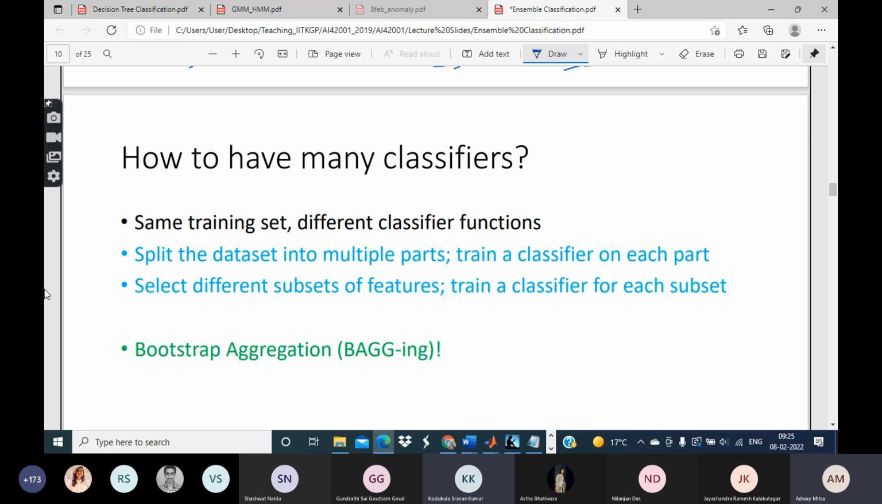The second two are the more interesting things, where the classifier function is the same, let's say a decision tree, but you will split the data set into multiple parts, and on each of the parts you will train a different classifier. So the question will arise: how should I split the data set into multiple parts? Will those parts be disjoint of each other, or will there be some overlaps, or how will it be done? One answer to this question is what you do in case of bootstrap aggregation, or bagging.